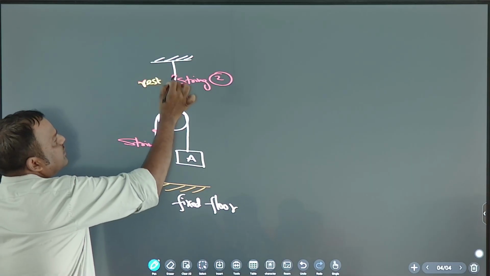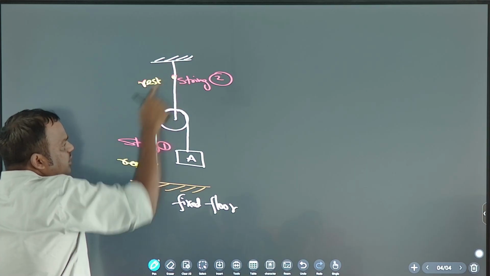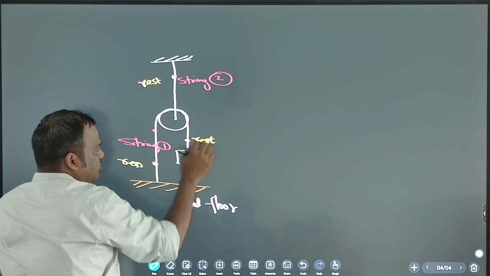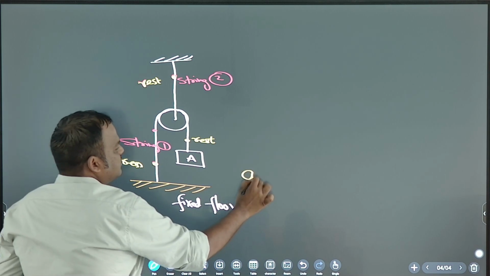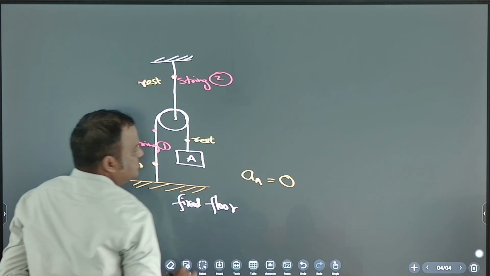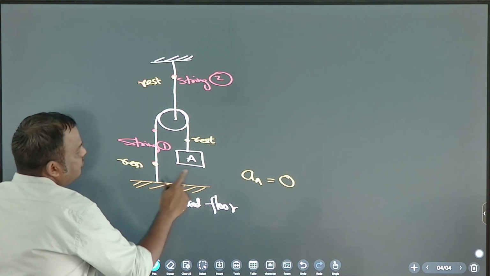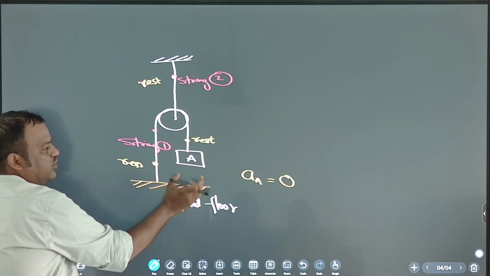This point is at rest. This point is not going up and down. So this point is also not going up and down, so this point is also at rest. So acceleration of A in this case is 0. Correct? Acceleration of block is 0. It cannot go up or down.